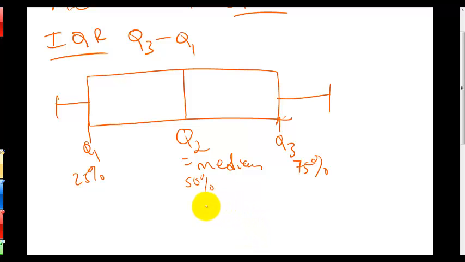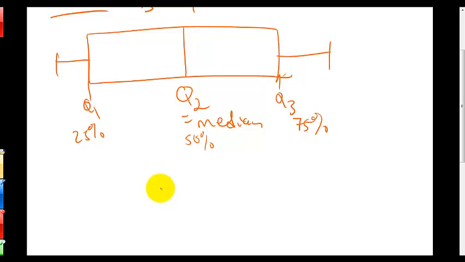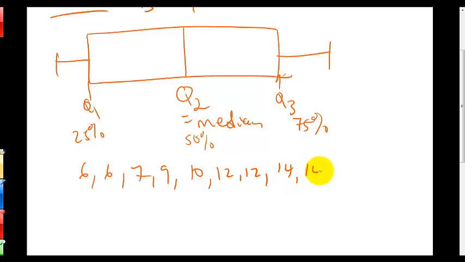Alright, let's actually show you a question now. So imagine I had these numbers: 6, 6, 7, 9, 10, 12, 12, 14, 14, 16 and 18. We want to find the median, the range, the lower quartile, the upper quartile, and the interquartile range. Okay, so let's work out the median first. There's roughly 1, 2, 3, 4, 5, 6, 7, 8, 9, 10, 11 numbers. So I'm thinking the sixth number there should be my median. So Q2 is equal to 12.